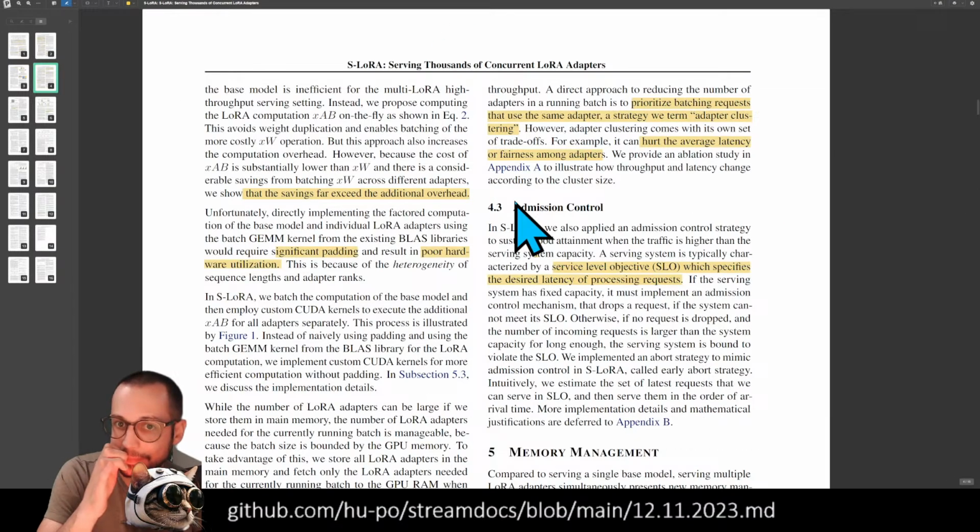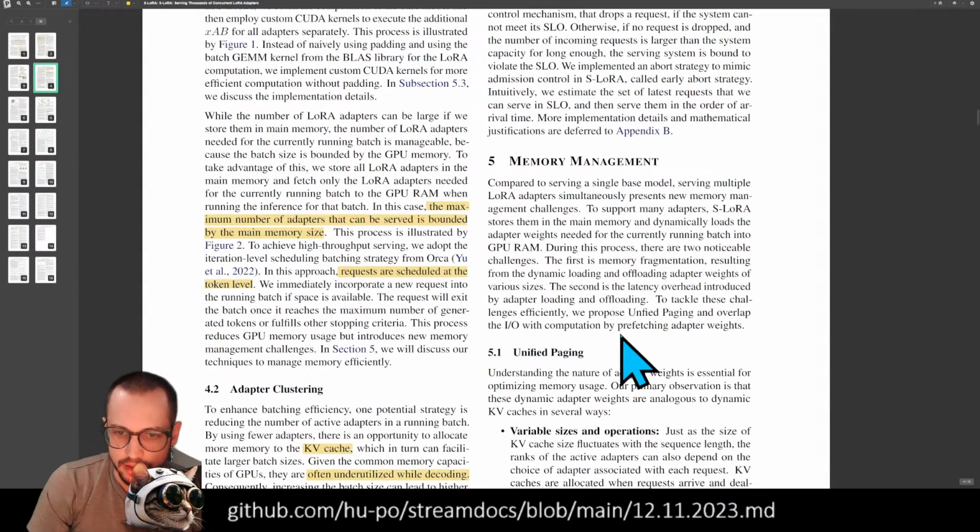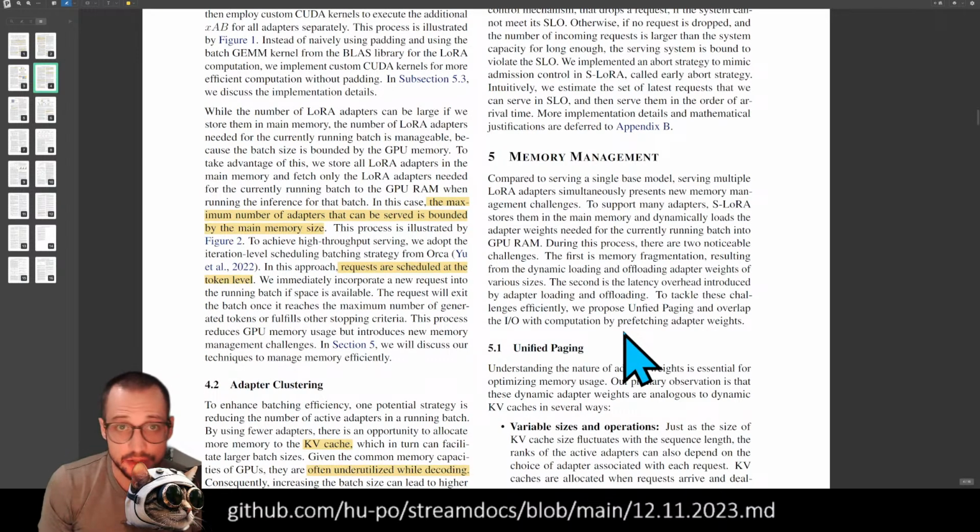Okay. Memory management. Let me take a little sip of water. Maybe you guys have a second to ask some questions here.